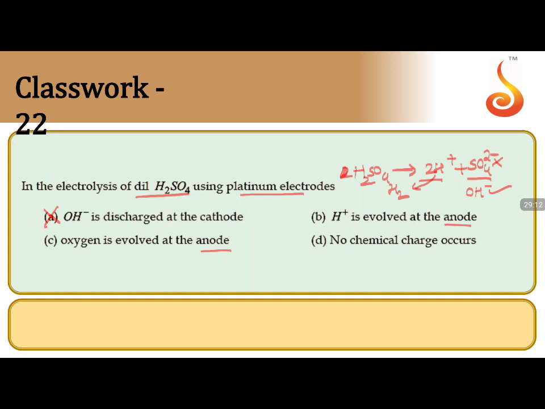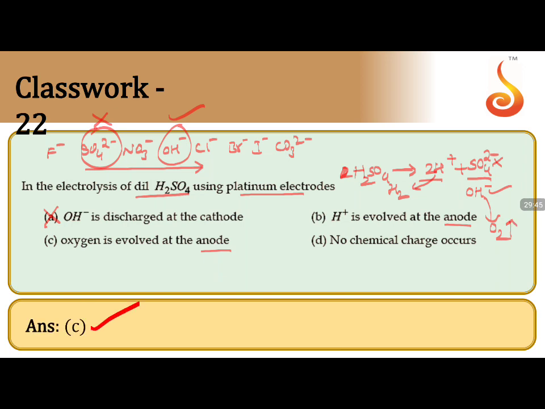In these two, SO4 cannot go, OH- will go, following the order: F-, SO4 2-, NO3-, OH-, Cl-, Br-, I-, and CO3 2-. This is the order. Whichever comes last will go to the respective electrode very fast. SO4 2- is here and OH- is here. This cannot go, this can go. So OH- goes to the electrode and oxygen gas is going to be released. So the answer should be option C. Let us see the answer. Yes, option C is the correct answer.